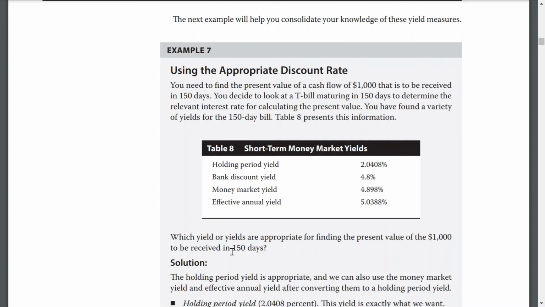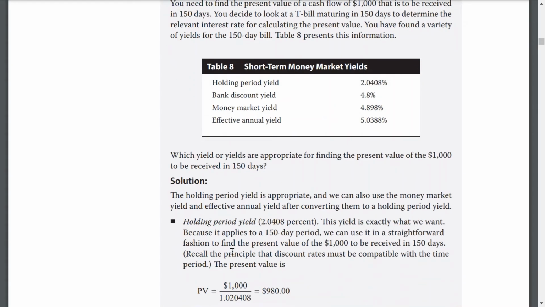So short-term money market yields: if we use the holding period yield, we have 2.0408%. Bank discount yield, we have 4.8%. Money market yield, we have 4.898%. Effective annual yield, we have 5.0388%. Which yield or yields are appropriate for finding the present value of the $1,000 to be received in 150 days?